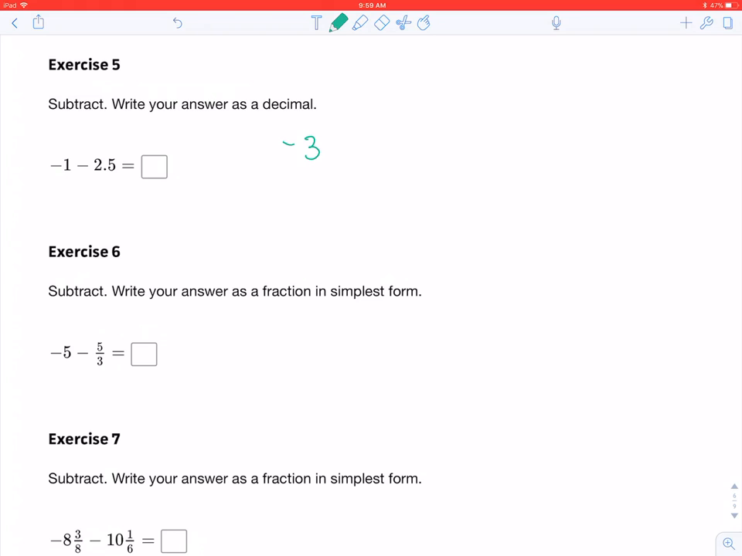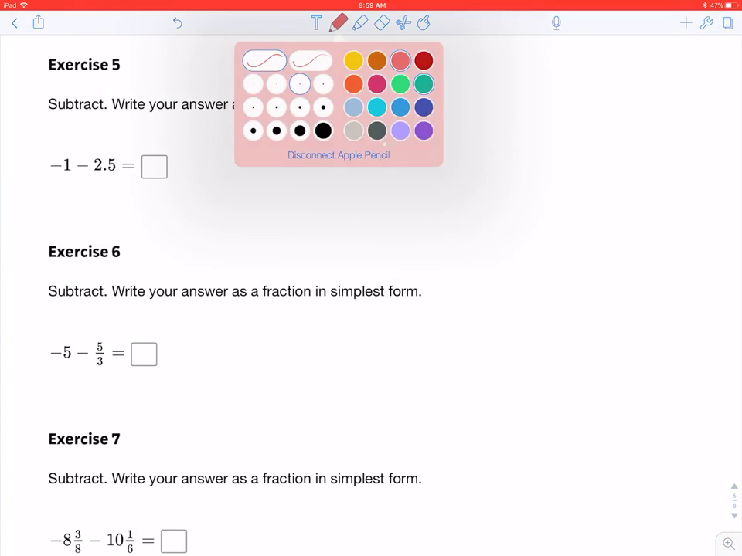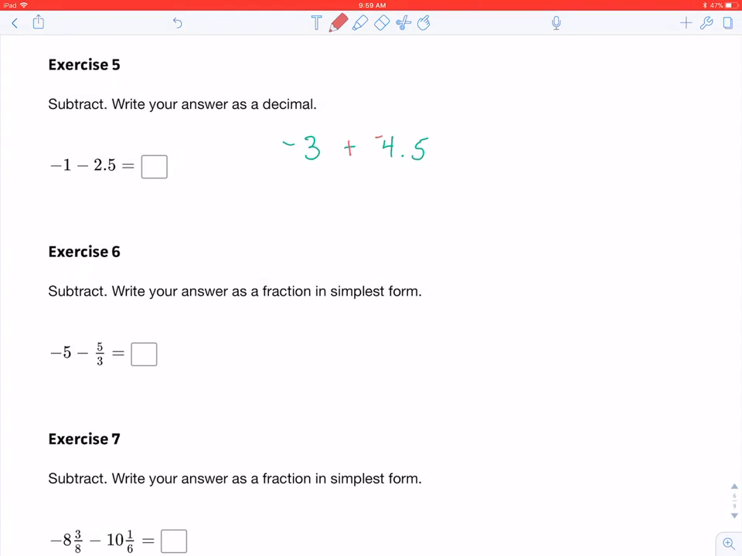And I'll give my own example. I'll do negative 3 minus 4.5, so it's something kind of similar. And again, I'm going to do a keep, change, change. And I'm doing negative 3 plus negative 4.5.